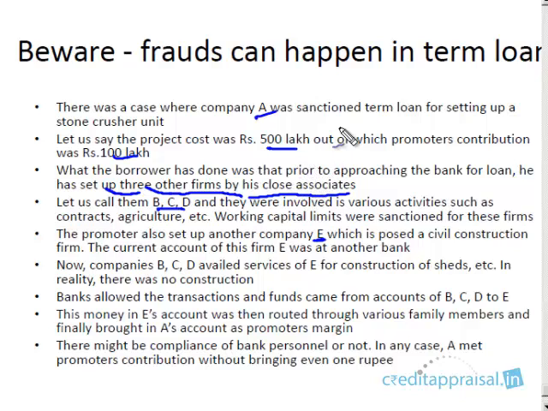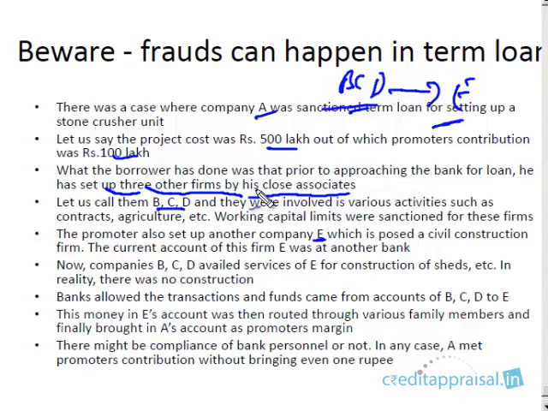So in his name he set up another company, and he posed it as a civil construction firm. The current account of this firm was at some other bank. Now what BCD did was, these three firms availed the services of E, because E was posing as a firm that is into civil construction.